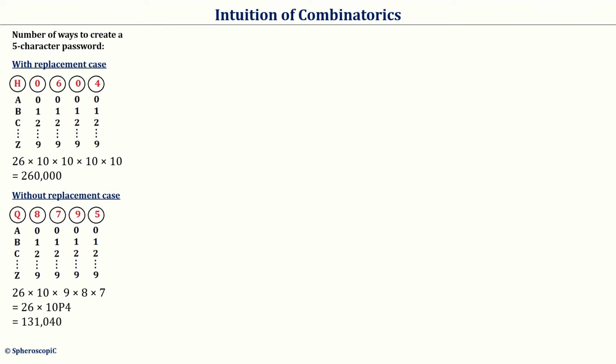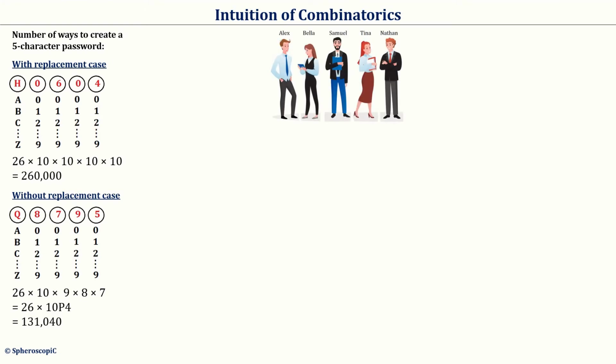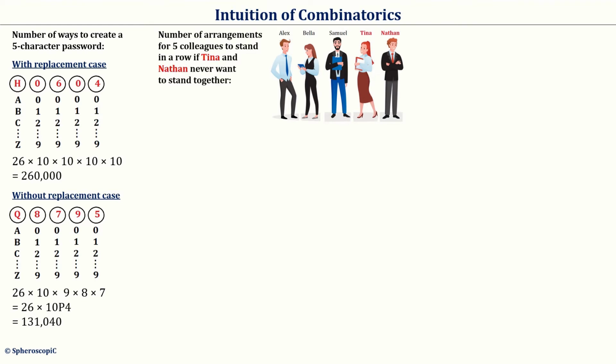Alex, Bella, Samuel, Tina and Nathan, these are 5 colleagues. In any office event, they are required to stand in a row to observe something. But Tina and Nathan don't want to stand together side by side. We just don't know why. So in how many ways these 5 people can stand in a row so that Tina and Nathan don't stand together side by side? Let's try to count number of possible arrangements here.